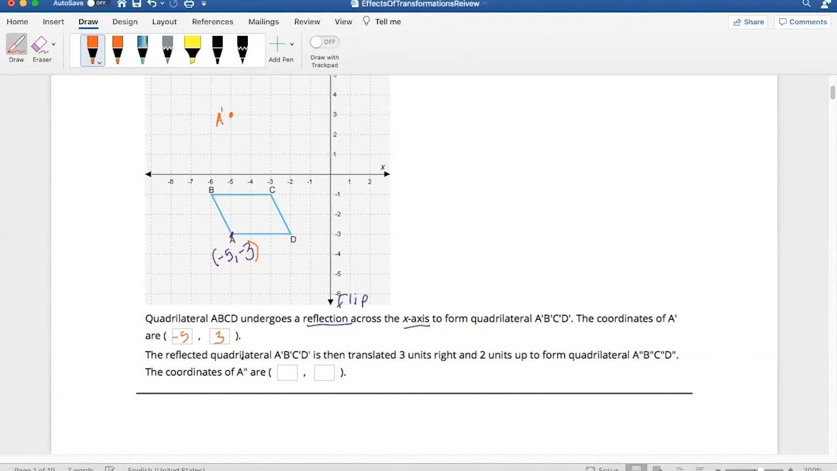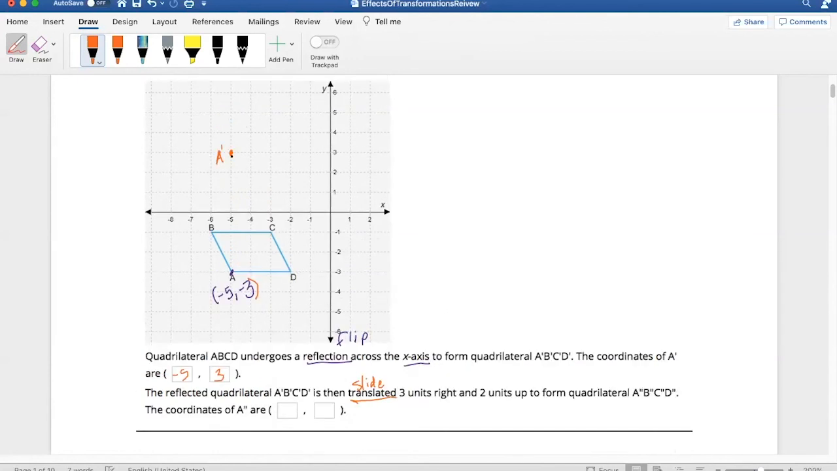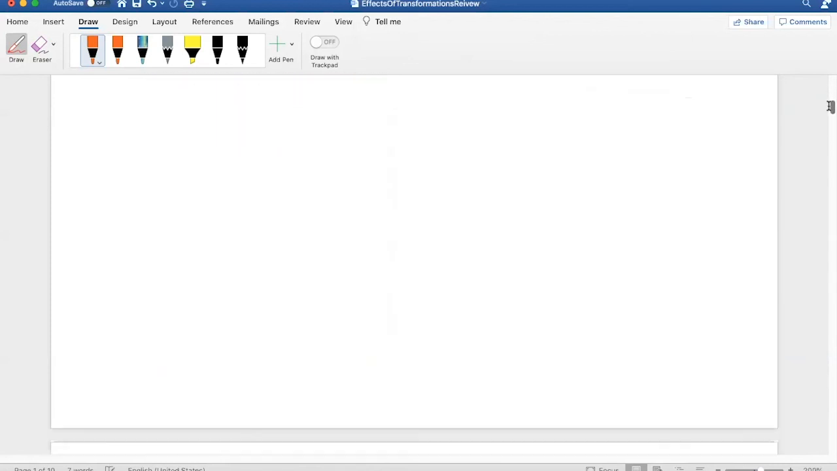Then the reflected quadrilateral, so then we're going to take our A prime and it's going to be translated. That's that word for slide. We're going to slide the quadrilateral 3 units right and 2 units up. 3 right, 1, 2, 3, and then up 2. There we go. And again, that's going to be labeled my A double prime. And that point is located at (-2, 5). So that's some practice with reflections and translations.